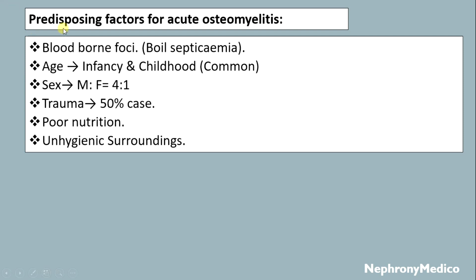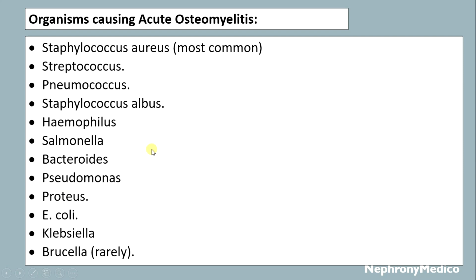Now, predisposing factors for acute osteomyelitis. Blood-borne foci, age: infancy and childhood are common. Sex: male to female ratio is 4:1. Trauma in 50% of the cases. Poor nutrition and unhygienic surroundings.